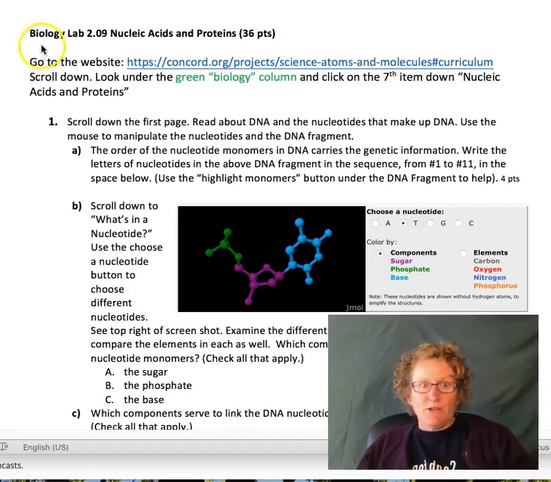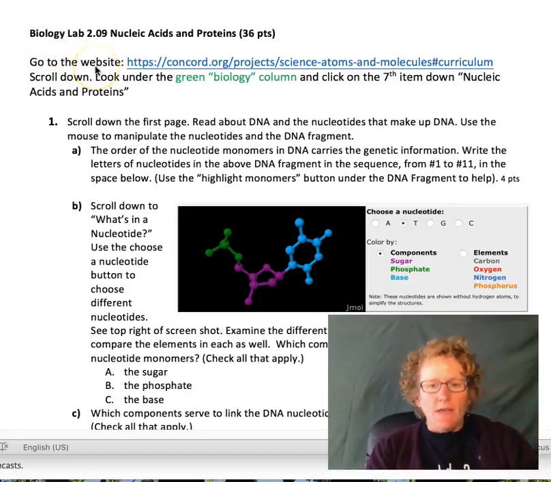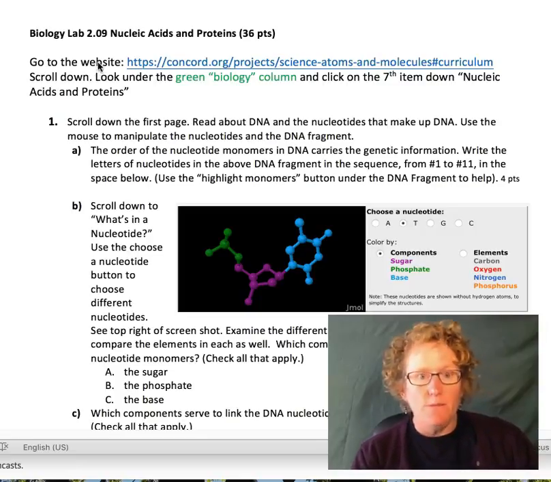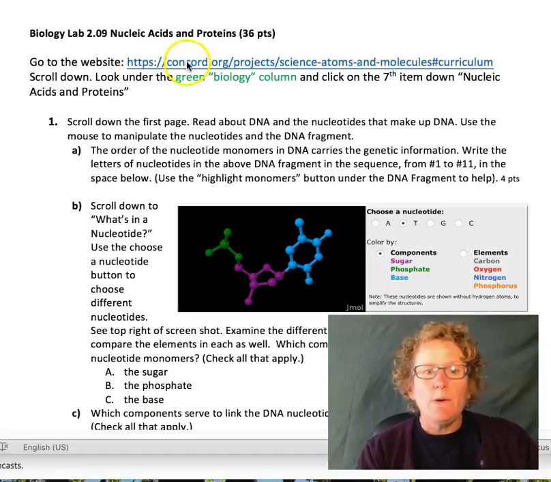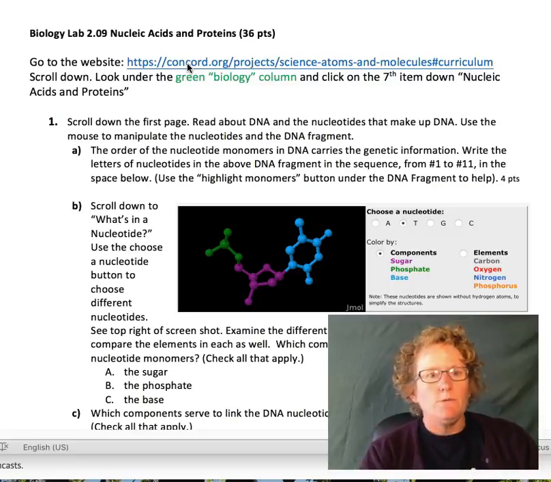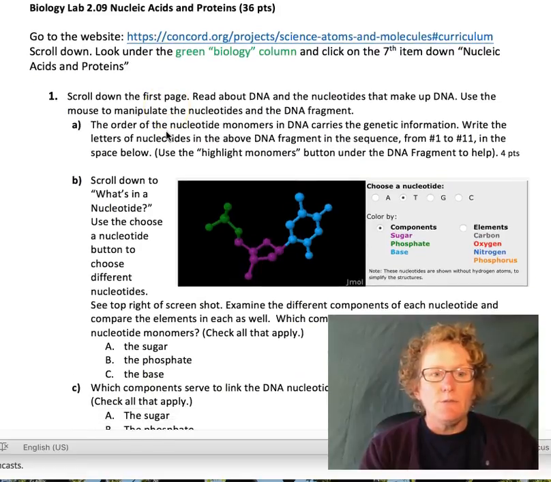Okay, we're going to start Lab 209. Here's the lab sheet. It's at the bottom of the 208 lab sheet, so just keep scrolling down. Here's the website to click to get the application that you need. It should run with the same launcher that you launched Lab 208 with. And let's start with the first page.